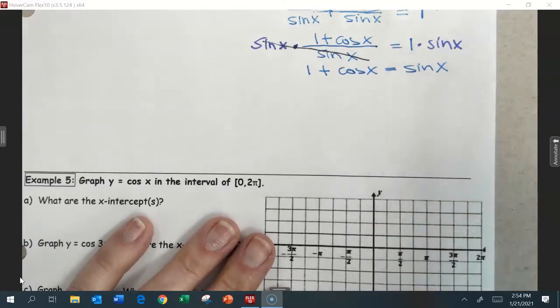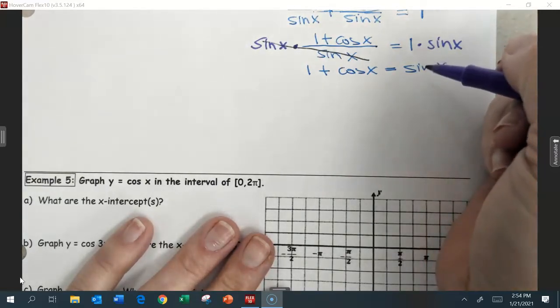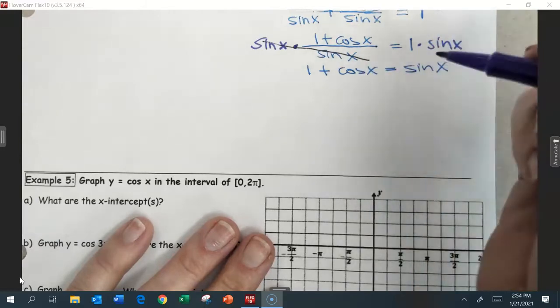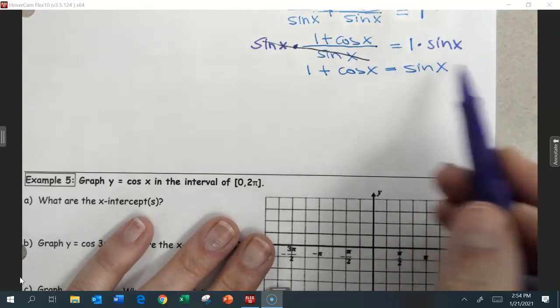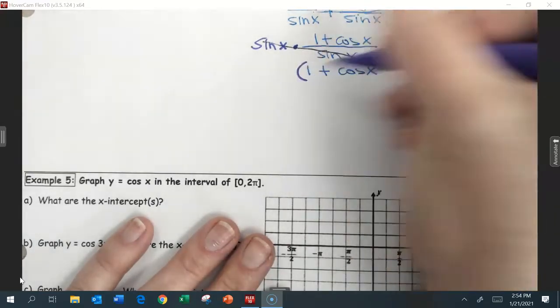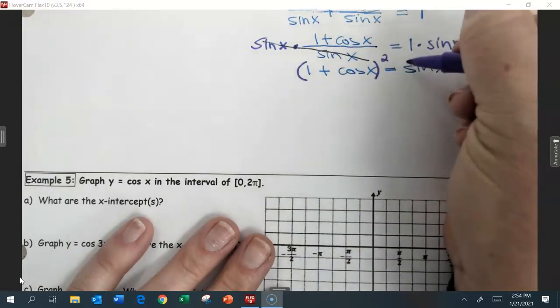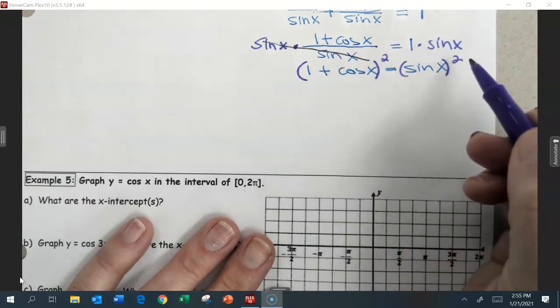One of the things people forget from Algebra 2 is that, in order to solve this, either everything needs to be in terms of sine, or everything needs to be in terms of cosine. One of the ways we can do that is to square both sides. I'm allowed to do that because I am keeping it balanced, doing the same thing to both sides.